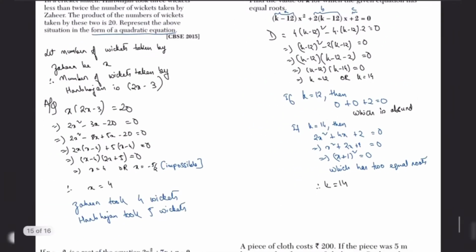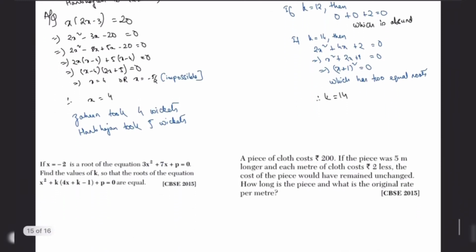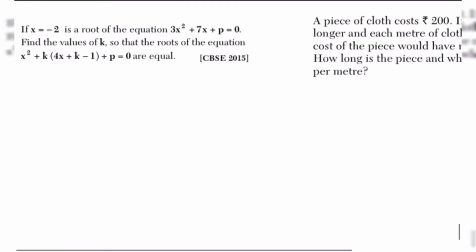So let's go for this. x equal to minus 2 is the root of this equation. Find the values of k so that the roots of the next equation are equal. See, here it is saying find the values of k, so you automatically know there is going to be more than one value. So we'll get to that.